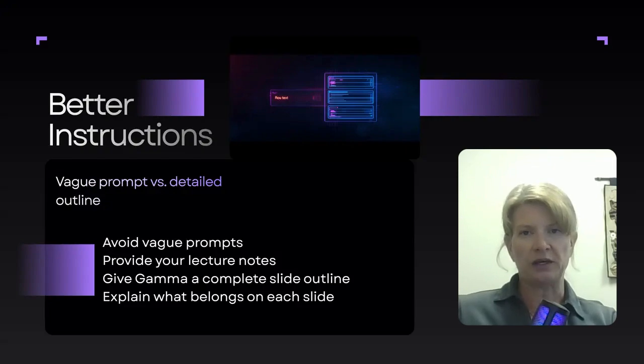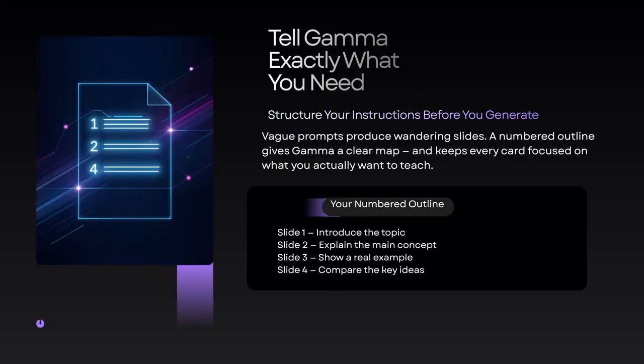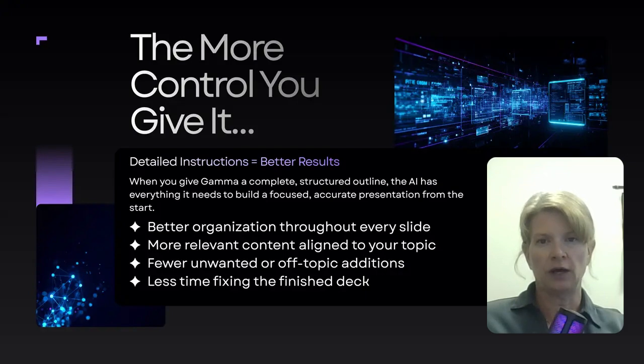First, Gamma works much better when you do not simply type "create a lecture about artificial intelligence." That's how you get a presentation that looks attractive but wanders around the topic. I get much better results when I give Gamma my lecture notes and a complete slide outline. I tell it, slide 1 should include this, slide 2 should explain this, slide 3 should show this example, slide 4 should compare these ideas. I also tell it what not to include. The more control I give it over content, the less time I have to spend fixing that beautiful presentation that teaches the wrong lesson.